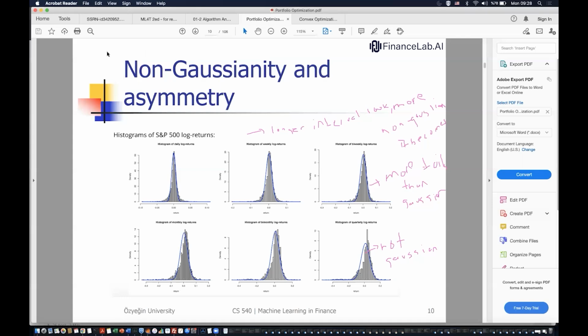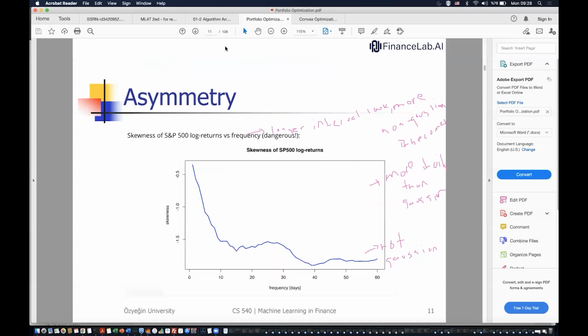So if we look into the asymmetry, at the skewness of the log returns versus the frequency, we tend to see that the skewness decreases as the interval gets longer, meaning that the data becomes more and more skewed.